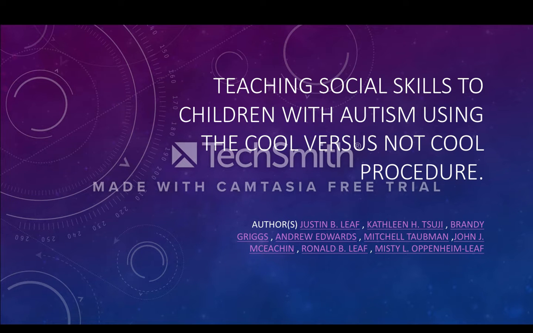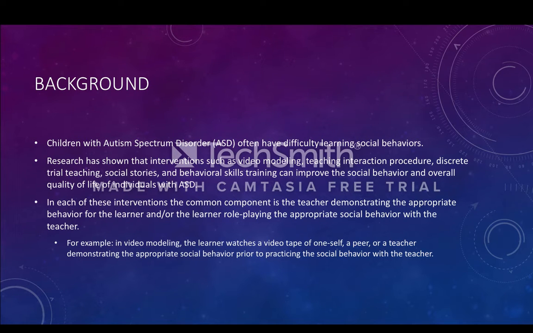The article I chose was Teaching Social Skills to Children with Autism Using the Cool versus Not Cool Procedure by Justin Leaf and Kathleen Suchi. Background. Children with autism often have difficulty learning social behaviors.